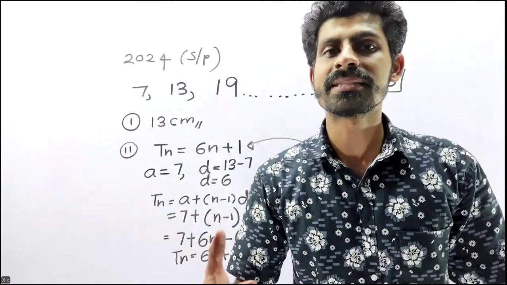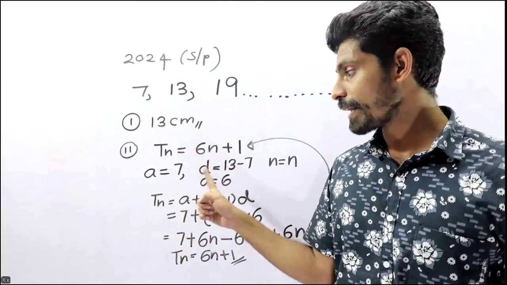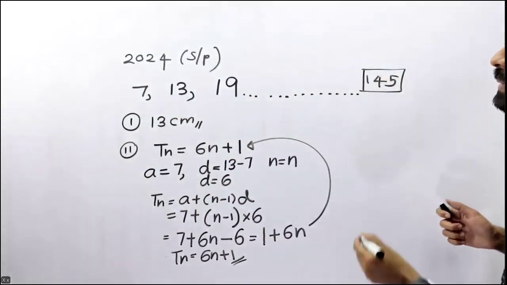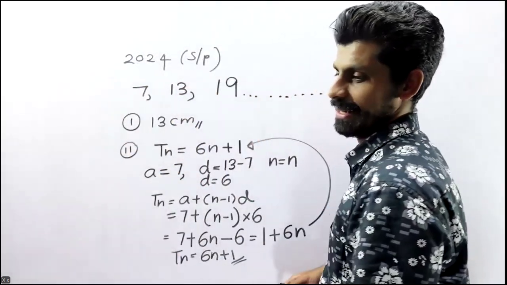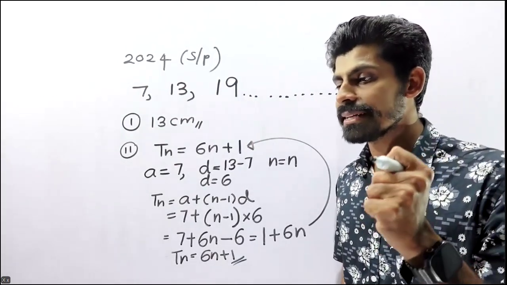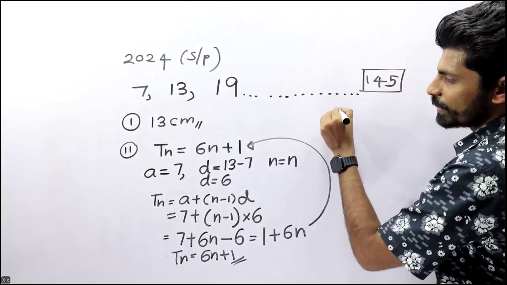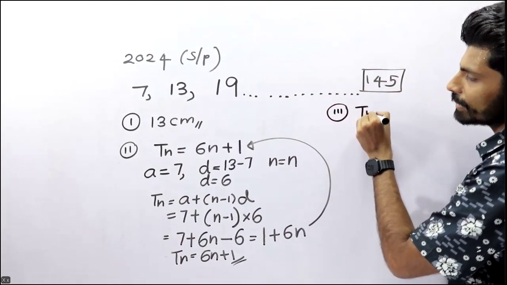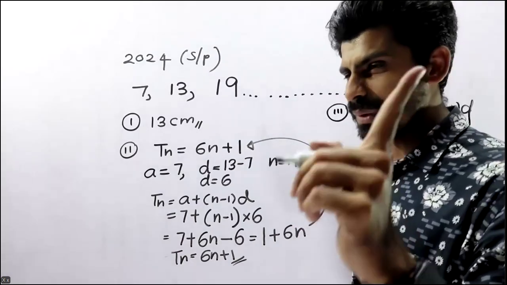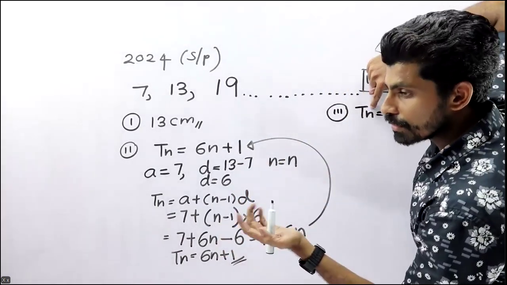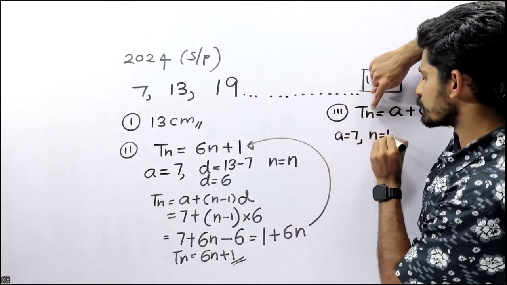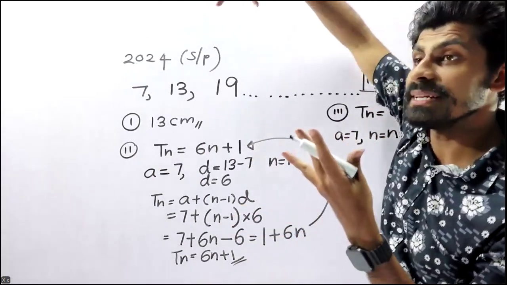How many terms means you need to find the value of n. So let's try to find the value of n. For question 3, Tn equals A plus n minus 1 into D. Look at this one, very important. Tn, we don't know, but we know A equals 7. We don't know how many terms there are, so we take n equals n.